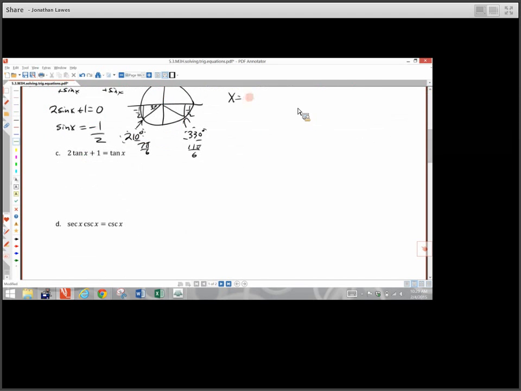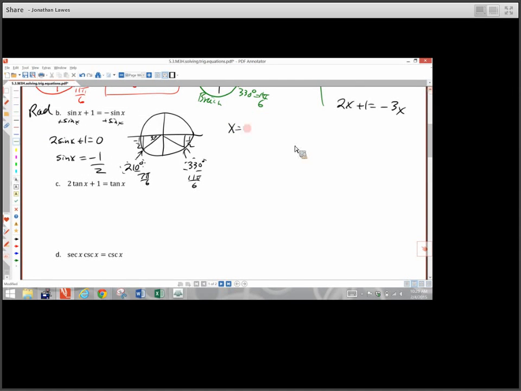So one answer set is going to be 7 pi over 6 plus 2k pi. And then the other answer set is going to be 11 pi over 6 plus 2k pi. And that would be all the answers.